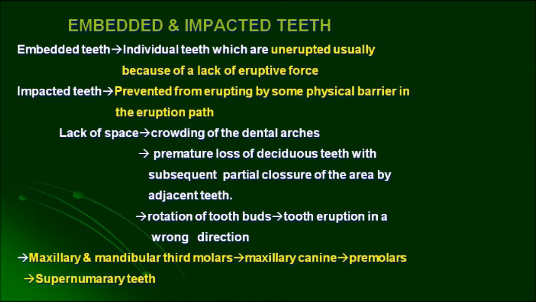But what is an impacted tooth? Impacted tooth means it is prevented from eruption by some physical barrier. It wants to erupt, or it might sometimes be a partially erupted tooth, and there is some physical barrier preventing it from complete eruption. Such a tooth is called an impacted tooth. But in case of an embedded tooth, it doesn't have an eruptive force at all. It lacks the eruptive force and is completely unerupted. So that is the difference between an embedded and an impacted tooth. Which teeth are commonly impacted? These are maxillary and mandibular third molars.